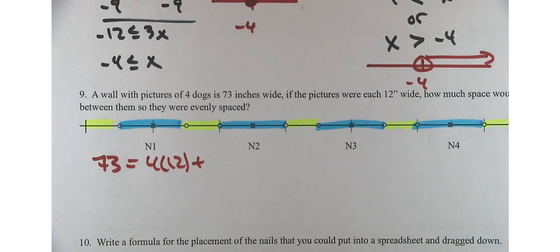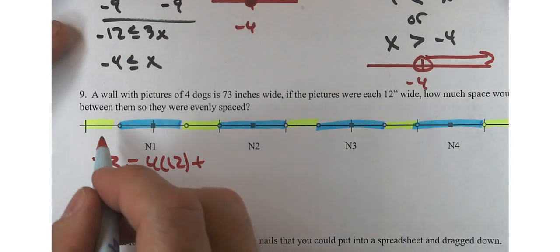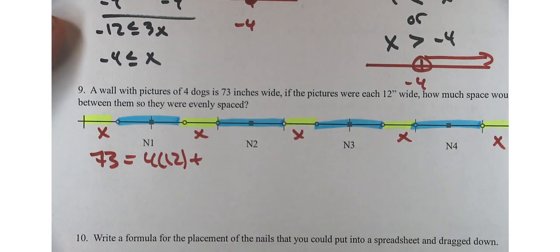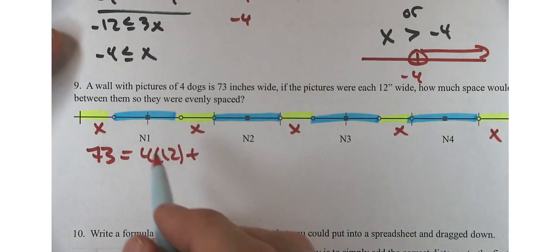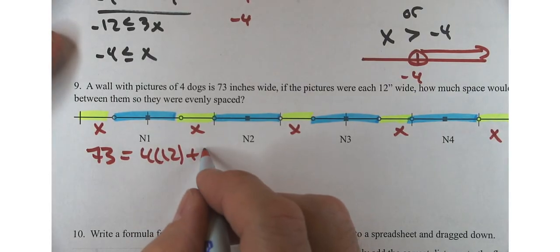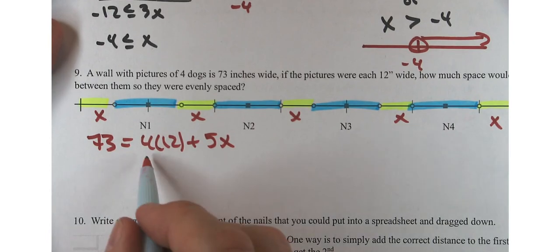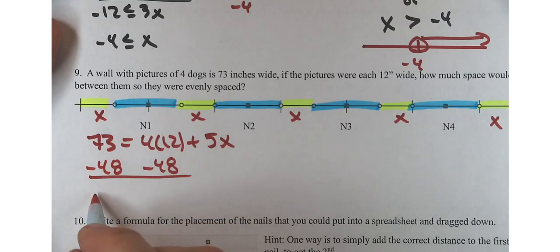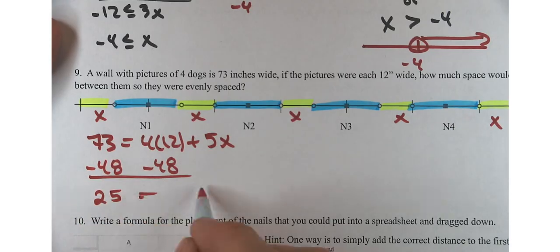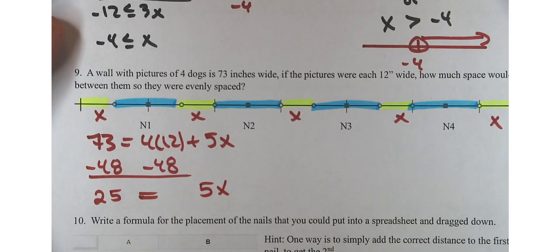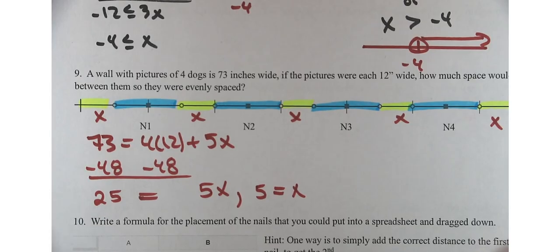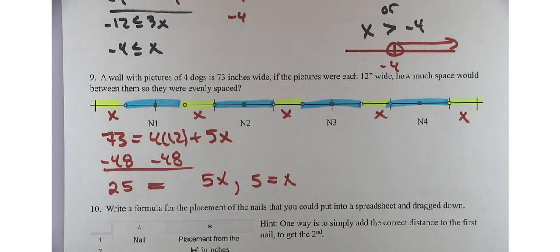Plus all these spaces. Do we know how much space is in between? I guess the answer is no. So I'll put an x here for the moment. You've got 5 of those. But 4 times 12 is 48, so I'll subtract 48 from both sides. And I end up with 25 equals 5x. Divide both sides by 5, and I'll get 5 equals x. So 5 inches of space between each of those, so that's great.